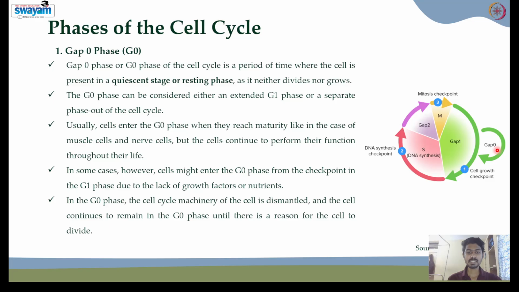So this is the cell phase. Until the cell wants to divide, they will remain in the G naught phase. And also in the second case, if the cells have deficient or lack of growth factor or nutrient, they remain in the G naught phase. They won't enter into the G1 phase. So this is regarding the G naught phase of the cell cycle.